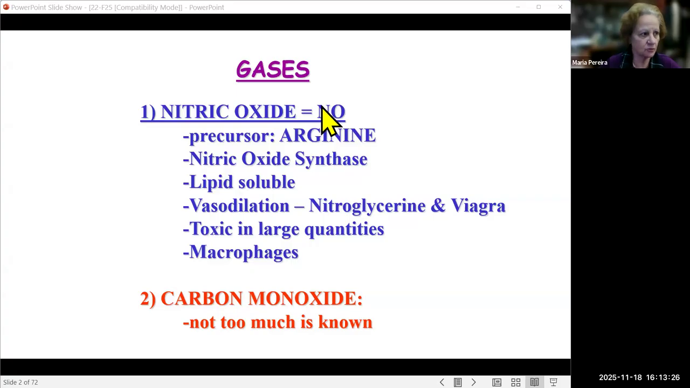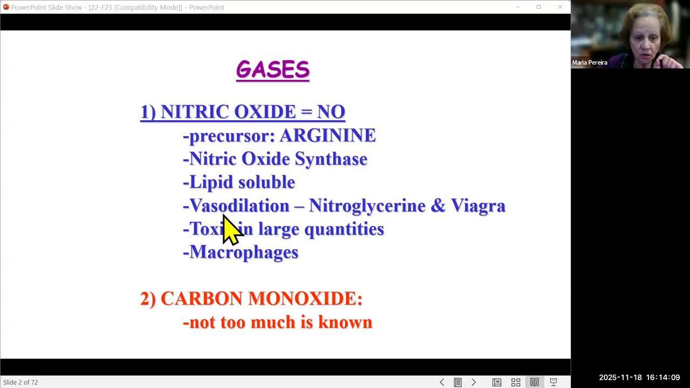So one of the mechanisms that white blood cells, such as macrophages, use to cause the death of cells that are infected by microorganisms, viruses, or so on, is they release nitric oxide. And nitric oxide can be very toxic if it's released in high concentrations. You see here, toxic in large quantities. So it's a strategy that is used by these white blood cells, the macrophages, to kill the cells that are infected. But when it's released in small amounts, it's beneficial.